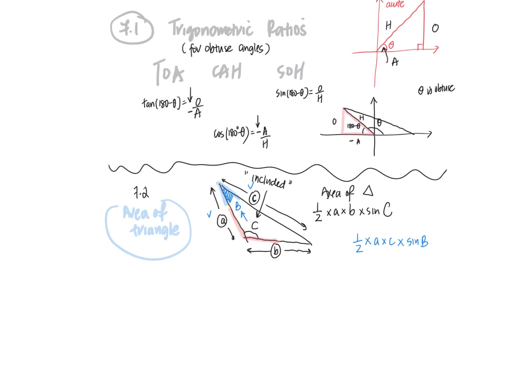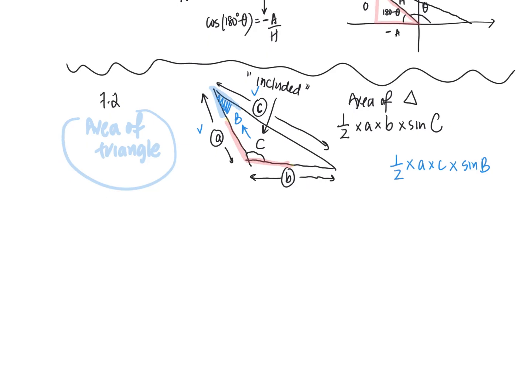Now I'm going to show you how they got the sine rule from this. The last angle that I didn't manage to talk about is this one. So what if I'm given angle A? I can also find the area of this triangle by using half times B times C.